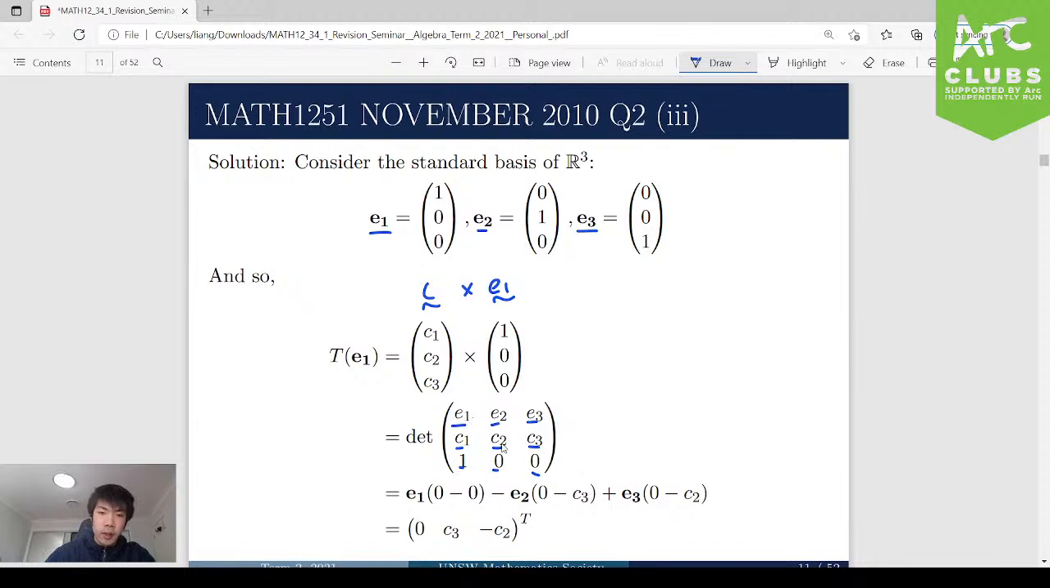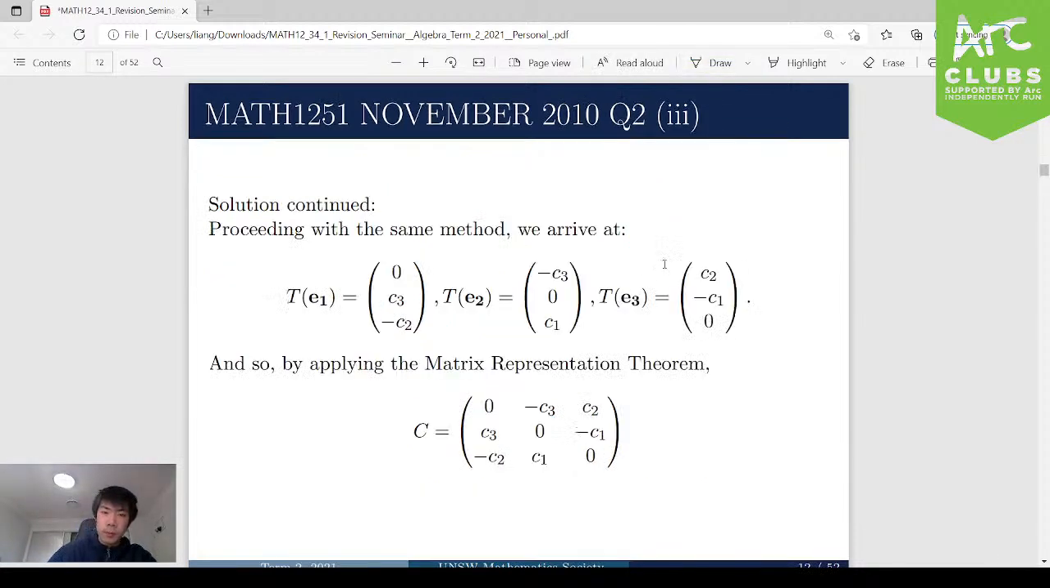Then you have E1 times (C2 times 0 minus 0 times C3), minus E2 times (C1 times 0 minus 1 times C3), and then E3 times (C1 times 0 minus 1 times C2), which in the end gives you this. Because remember, E1, E2, E3 are the basis vectors, and so it's just going to be 0 in the first position, C3 in the second, and negative C2 in the third. Okay? That was for T of E1.